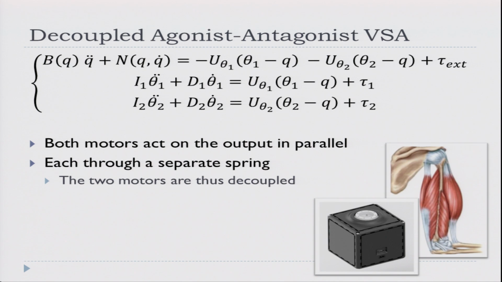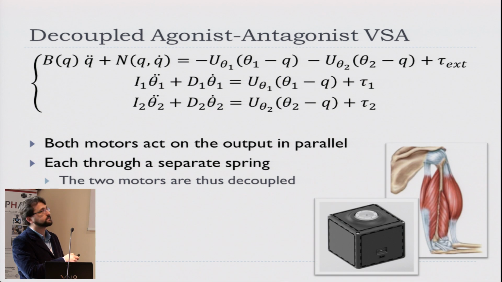Another specialization of this kind of actuator is the decoupled agonist-antagonist VSA, in which you can separate these two functions, and the function acting on the link is simply the sum of the other two. What you have here is that each motor acts on the system through a separate spring. So it's like having two motors, each with a spring, in parallel acting on the link. So you get this in the equation.